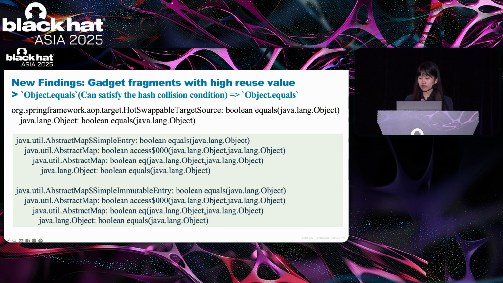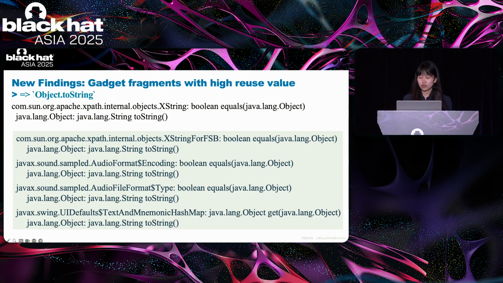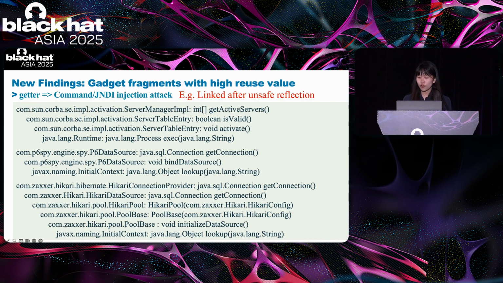Other examples include alternative fragments for triggering the hash collision, as well as the chains leading to toString invocation, or the fragments that bridge unsafe reflection with the final execution effects. These fragments are also critical components in some of the zero-day gadget chains we have discovered. Due to time constraints, we won't go into the details of these fragments in this session.